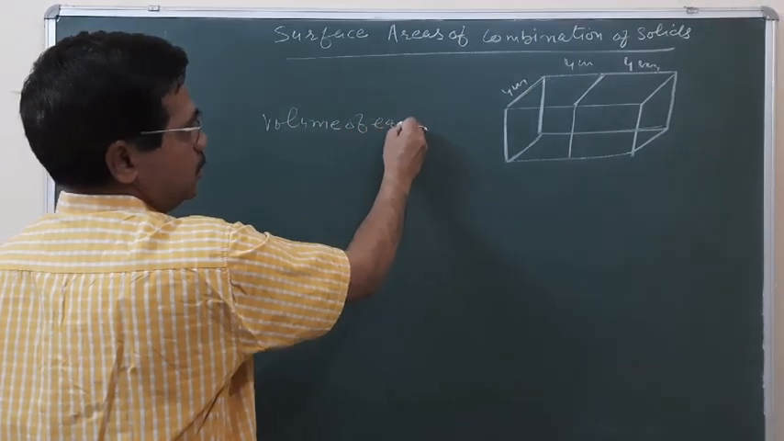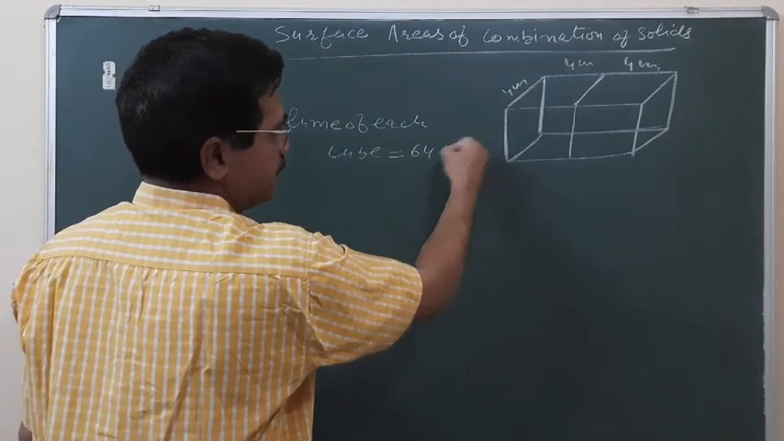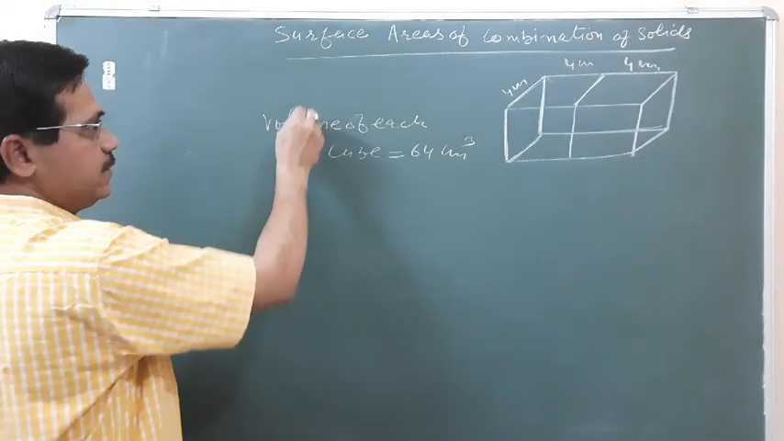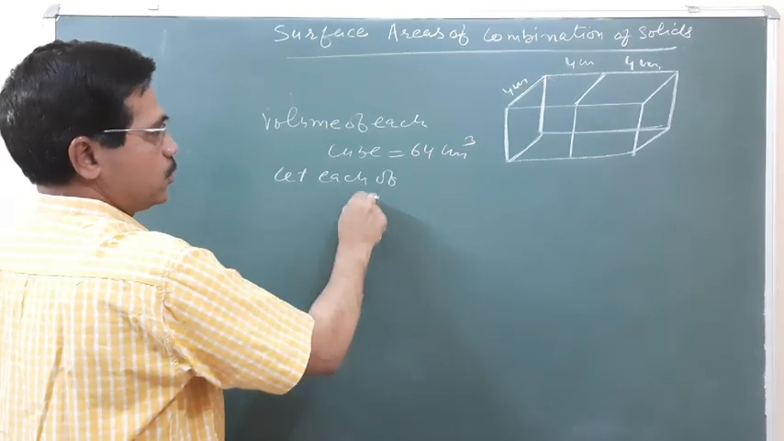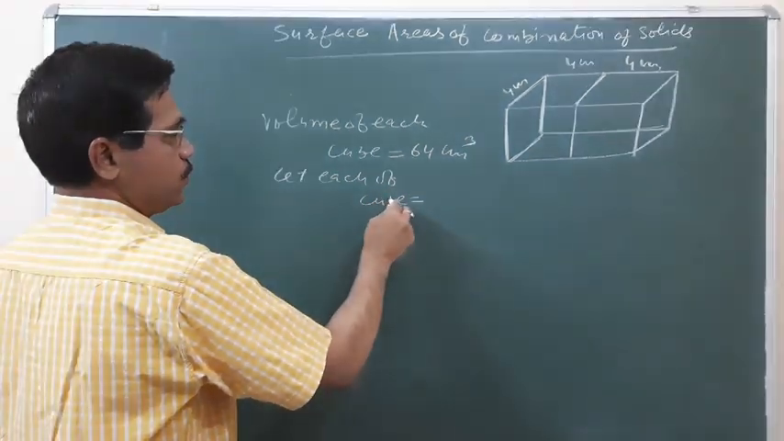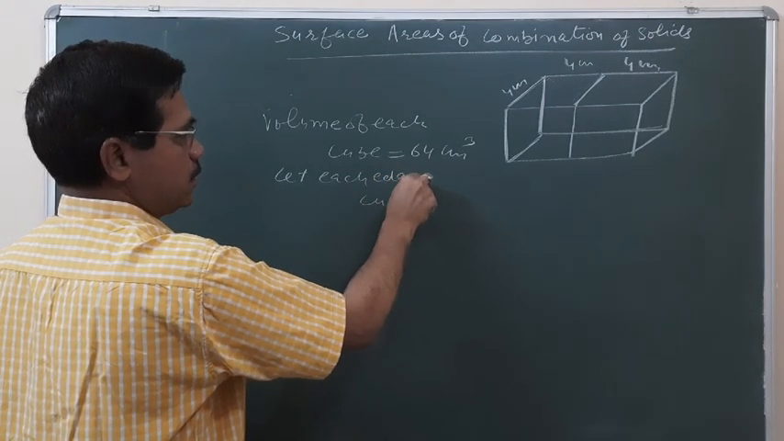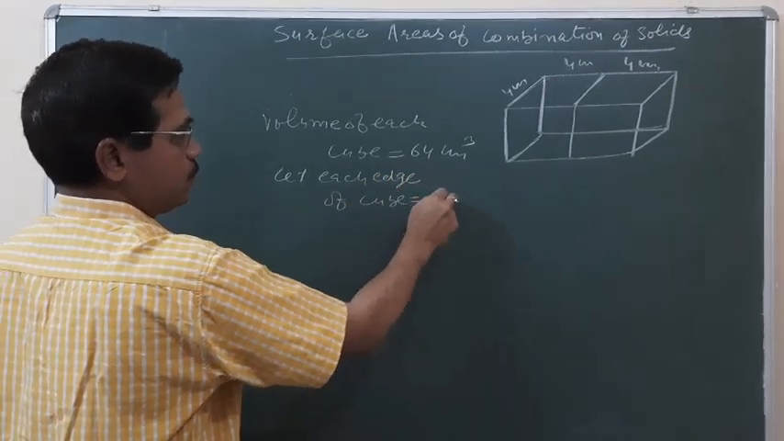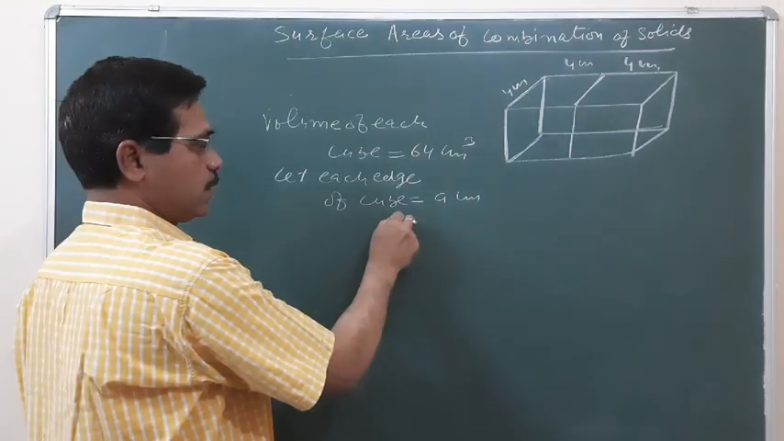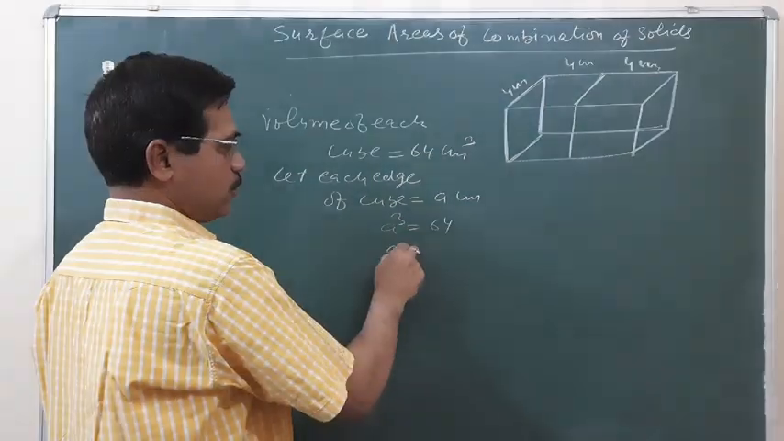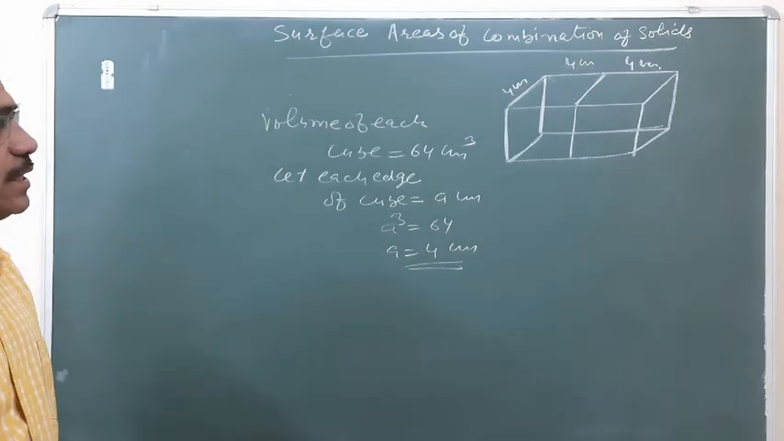of each cube is equal to 64 centimeter cube. Let each side of the cube be equal to a centimeter. Therefore a cube is equal to 64. Therefore a is equal to 4 centimeter. Each side is equal to 4 centimeter.